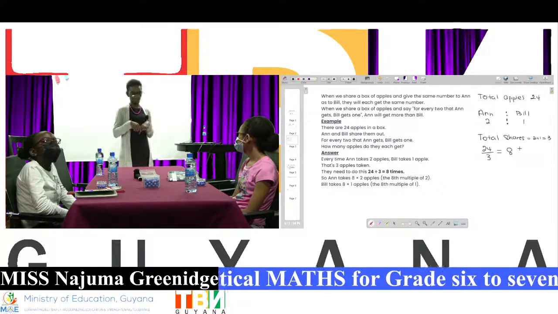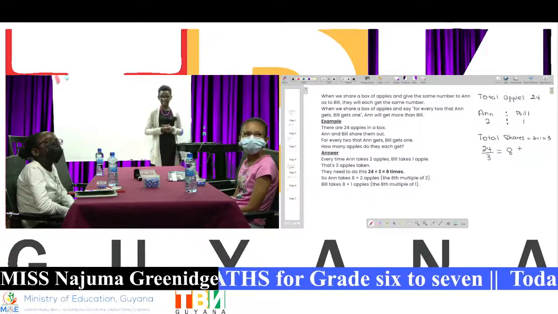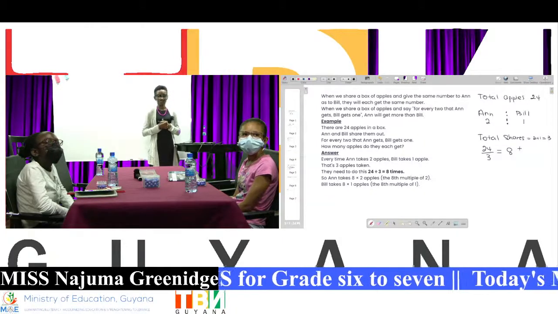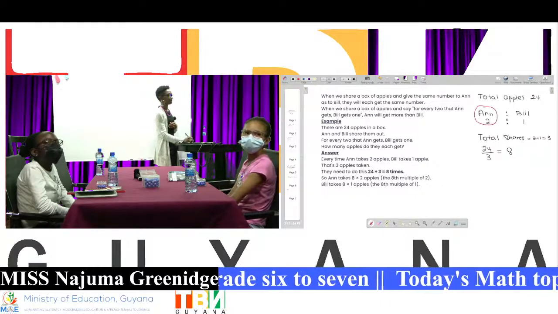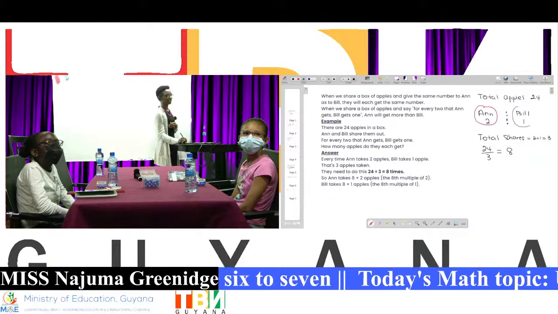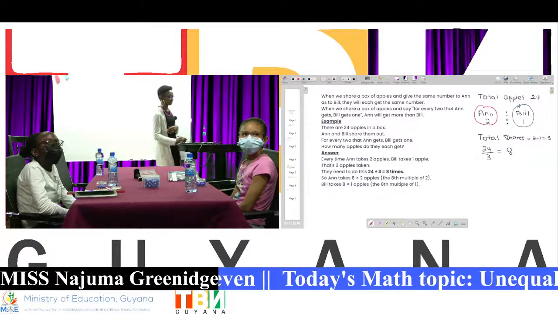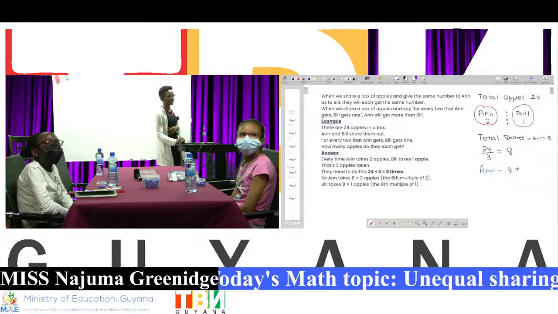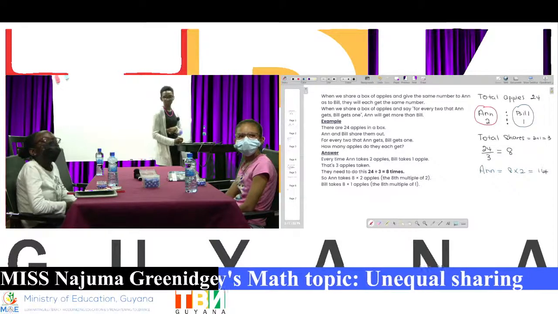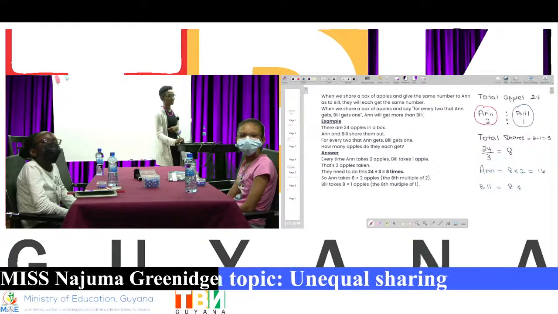So when you divide the 24 by the 3, we're getting 1 share. But how much of that share is Anne getting? I'm going to circle it in red. Anne is getting 2 shares and Bill is getting 1 share. So Anne is going to get 8 times 2, which is 16. And Bill is going to get 8 times 1, which is 8.